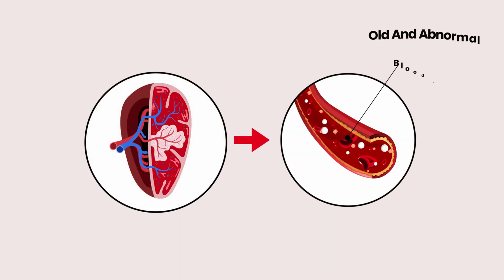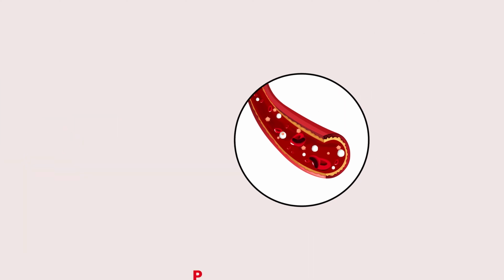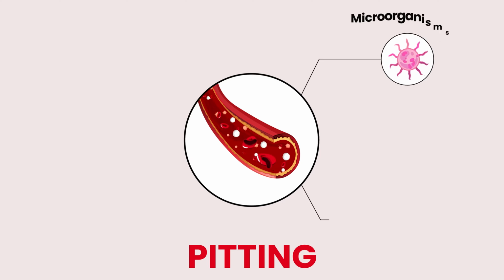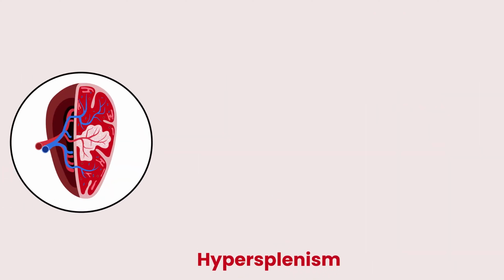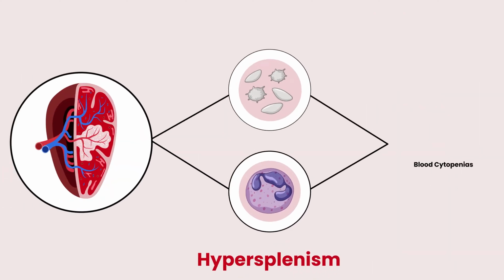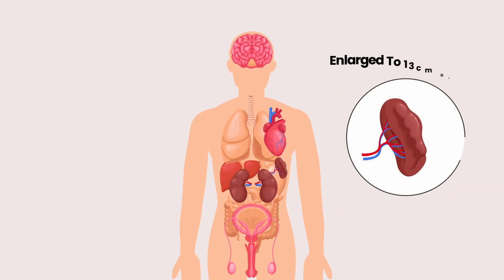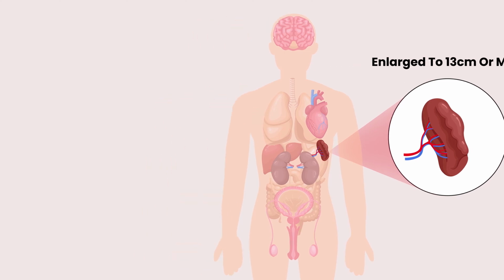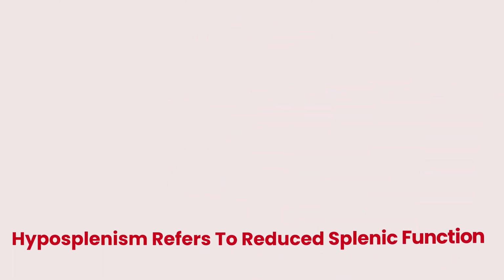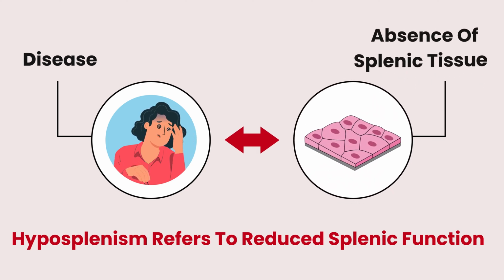It removes old and abnormal cells from the blood, eliminates inclusion bodies in red blood cells in a process called pitting, and removes microorganisms, foreign particles, and tumor cells from the blood. Hypersplenism is defined as blood cytopenias or low blood counts, usually neutrophils and platelets, in the setting of splenomegaly, or an enlarged spleen, taken to be more than 13 centimeters. In contrast, hyposplenism refers to reduced splenic function either from disease or from the absence of splenic tissue.